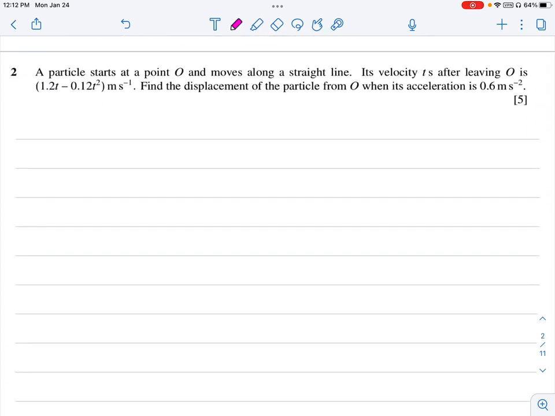Second question. A particle starts at a point O and moves along a straight line. Its velocity t seconds after leaving O is this much. Find the displacement of the particle from O when the acceleration is 0.6 meter per second squared. So velocity has been given as 1.2 t minus 0.12 t square. Find the derivative of that. It becomes acceleration 1.2 minus 0.24 t.